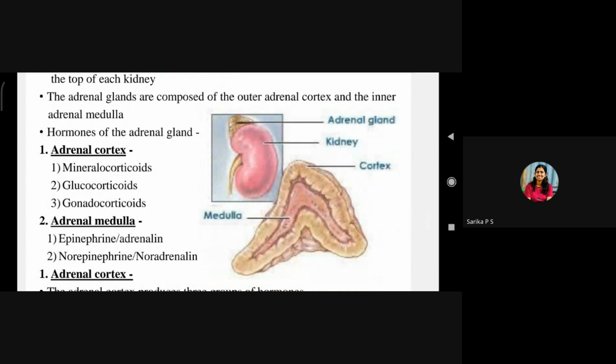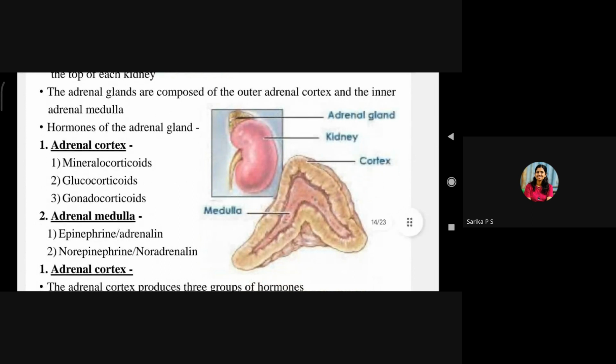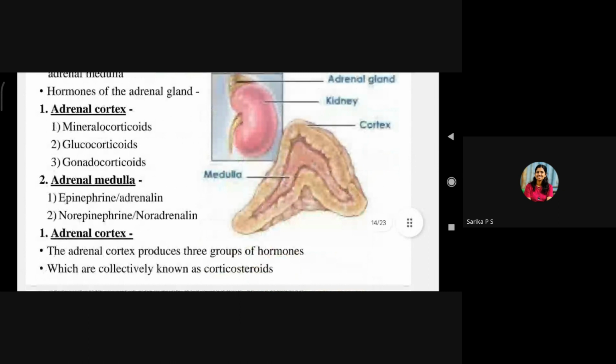And what hormones is the adrenal cortex secreting? Mineralocorticoids, glucocorticoids, gonadocorticoids. These three hormones are secreted by adrenal cortex. Now adrenal medulla secretes epinephrine and norepinephrine. Epinephrine is also known as adrenaline. Norepinephrine is also known as noradrenaline.